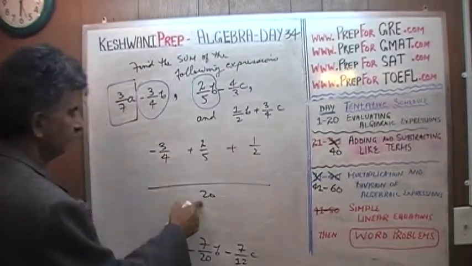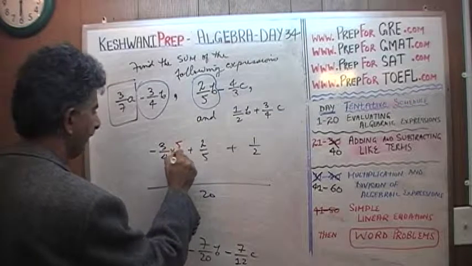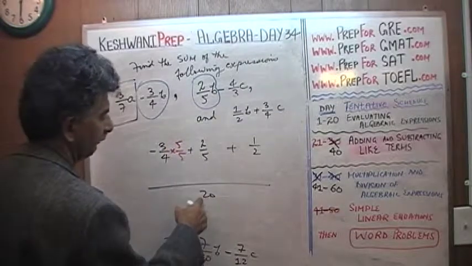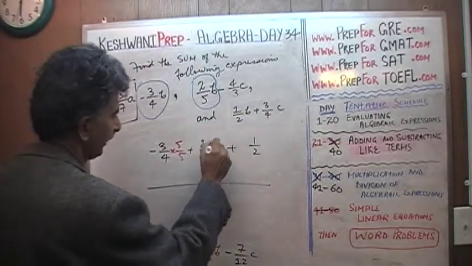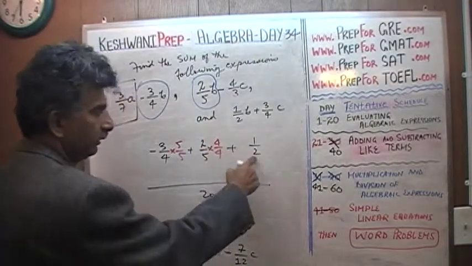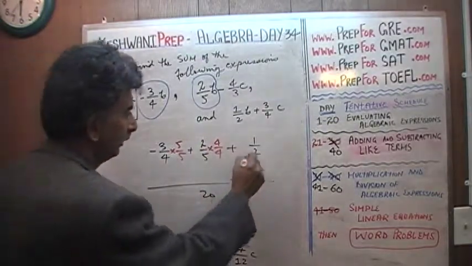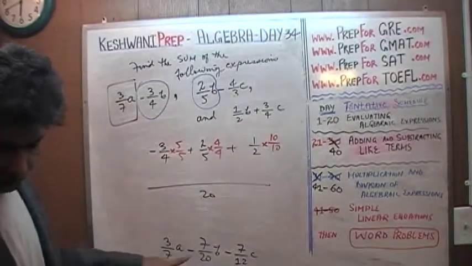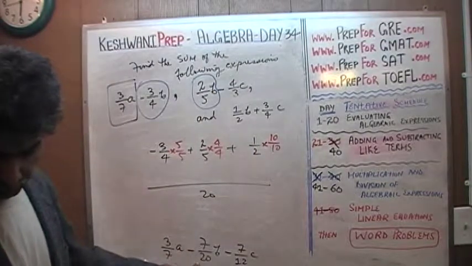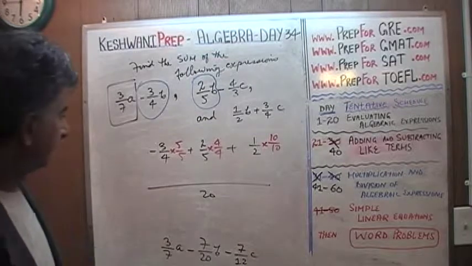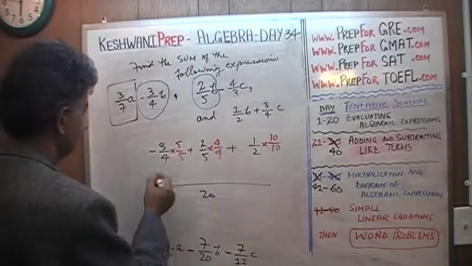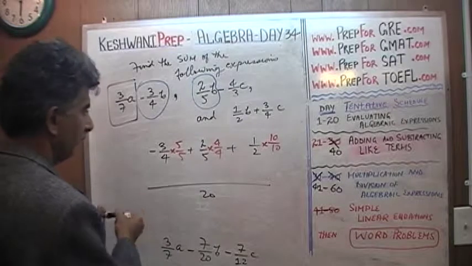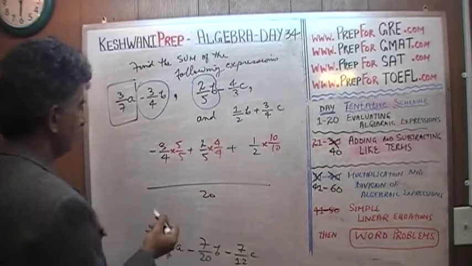How do we convert 4 into a 20? Multiply top and the bottom by 5. 20 divided by 5 is 4, so multiply top and the bottom by 4. This is 2. How do we convert it into 20? Multiply top and the bottom by 10. This is not the answer I have in my notes. The answer I have in my notes is +3/20. We'll find out. So now everybody has a common denominator of 20.